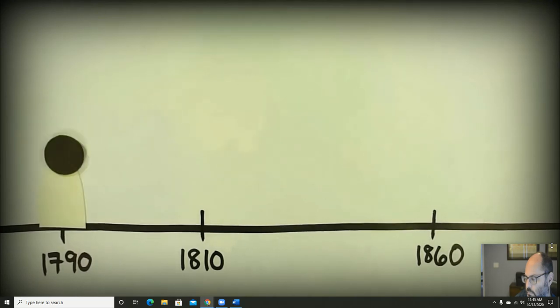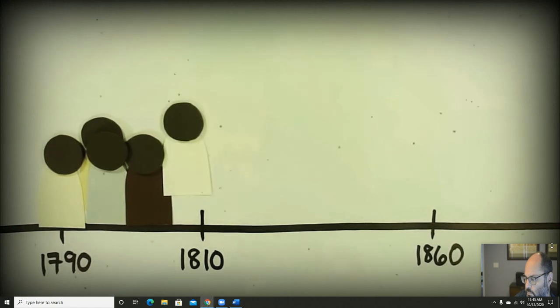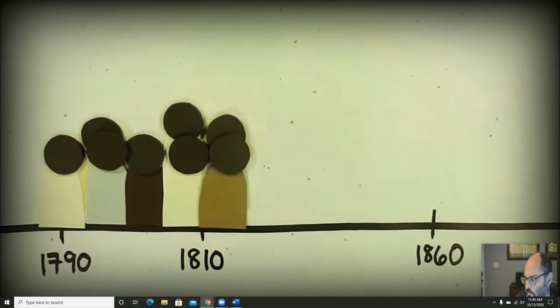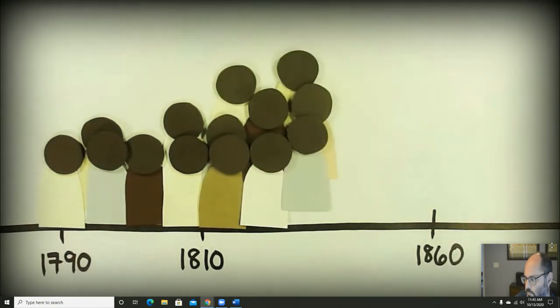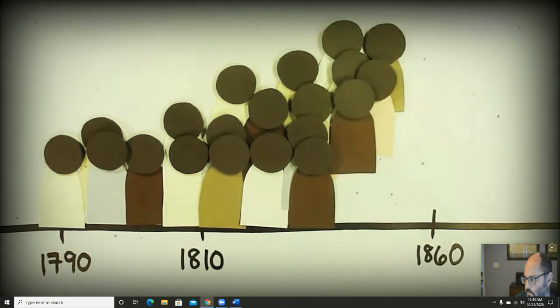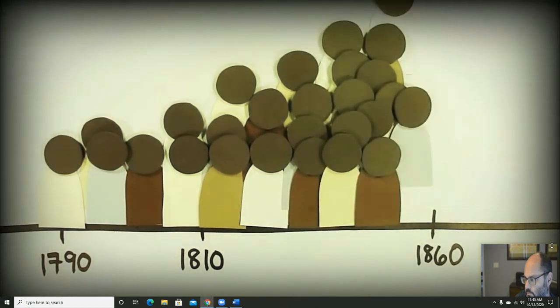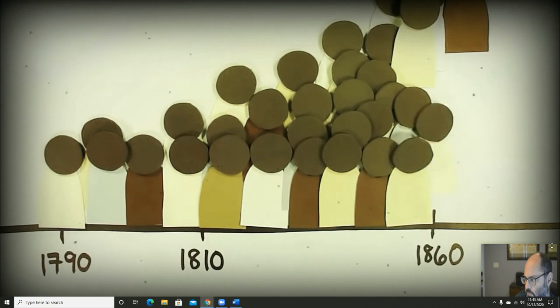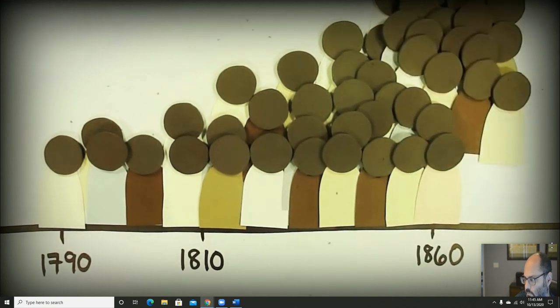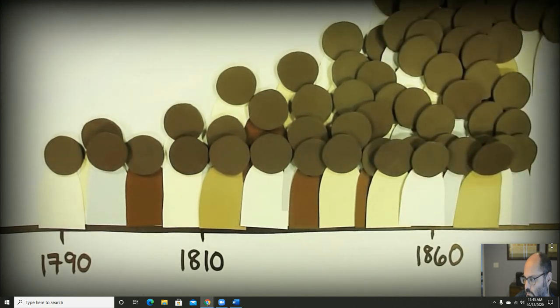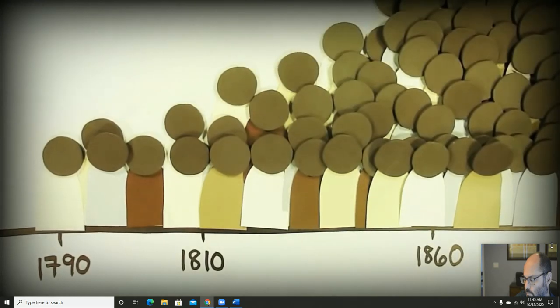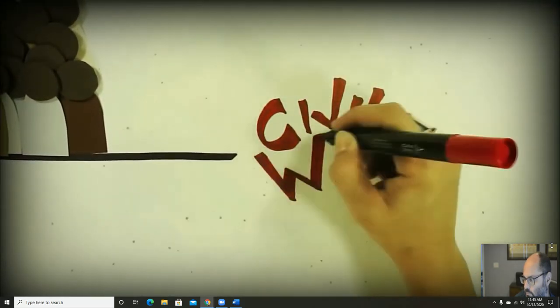In 1790, America's first official census counted nearly 700,000 slaves. By 1810, 2 years after the slave trade was banned in America, the number had shot up to more than 1 million. During the next 50 years, that number exploded to nearly 4 million slaves in 1860, the eve of the Civil War.